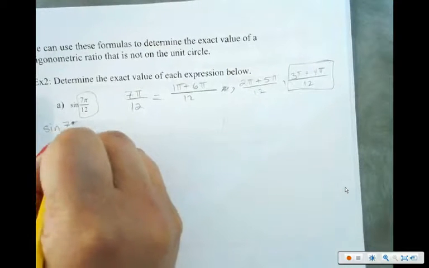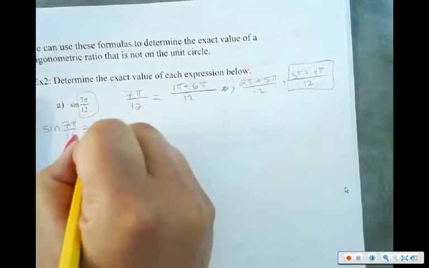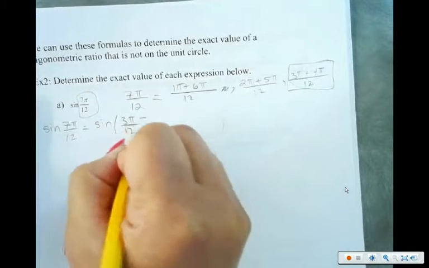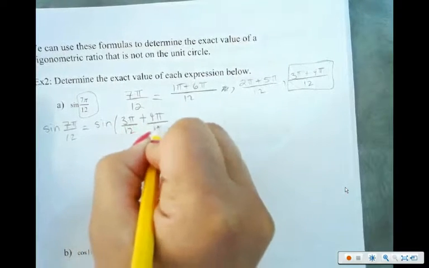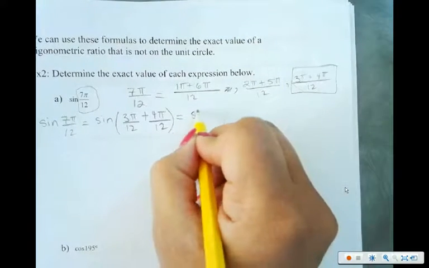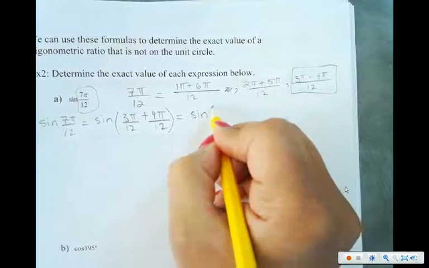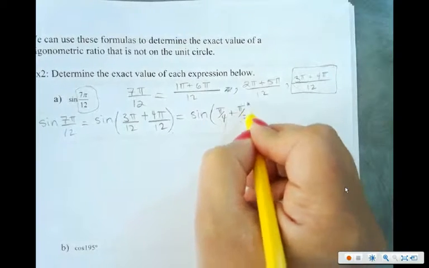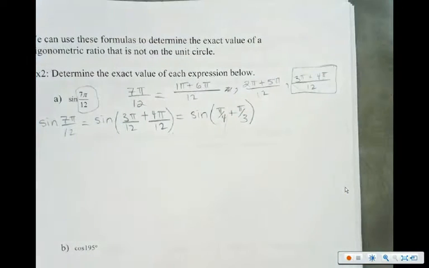So sine 7 pi by 12, I can rewrite it as sine 3 pi plus 4 pi, and both of those are over 12. So that reduces to sine of pi over 4 and pi over 3. All right, are both of those going to give me exact values? Yeah? All right.